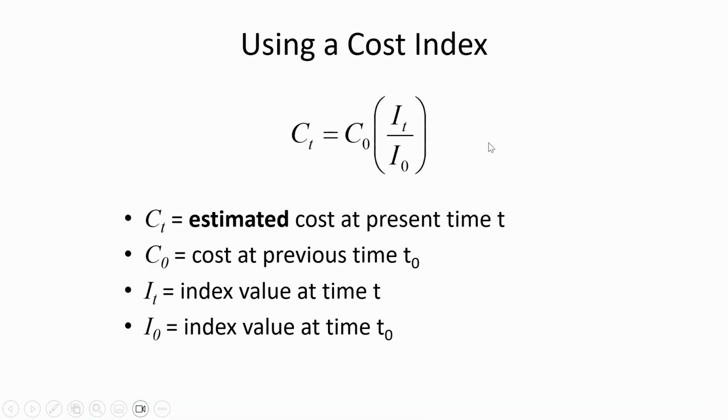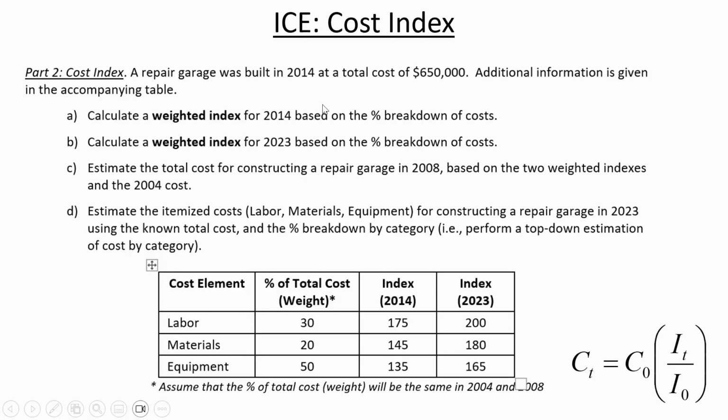So this is the generalized formula for what I just showed you on the whiteboard a few minutes ago, that if you know the cost at some past time, C0, you can multiply that by the ratio of the index values and predict what the cost is going to be at some present time or time in the future if you have a predicted index for that future time.